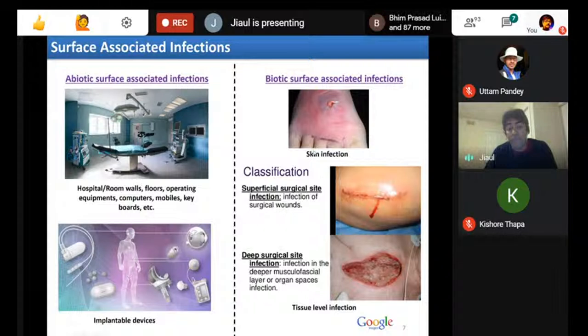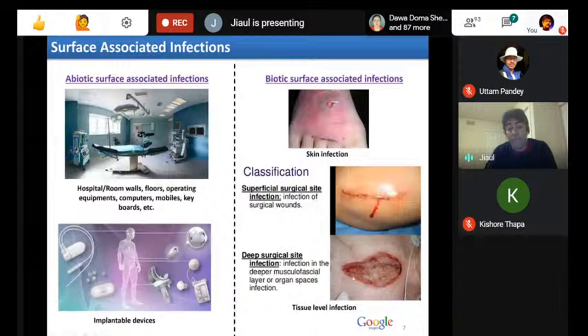Then there are biotic surfaces, for example, skin infections. This is from a living or human body. So we call it biotic surface associated infections. And here the skin infection is one such example. This is a superficial infection. So this is one type.